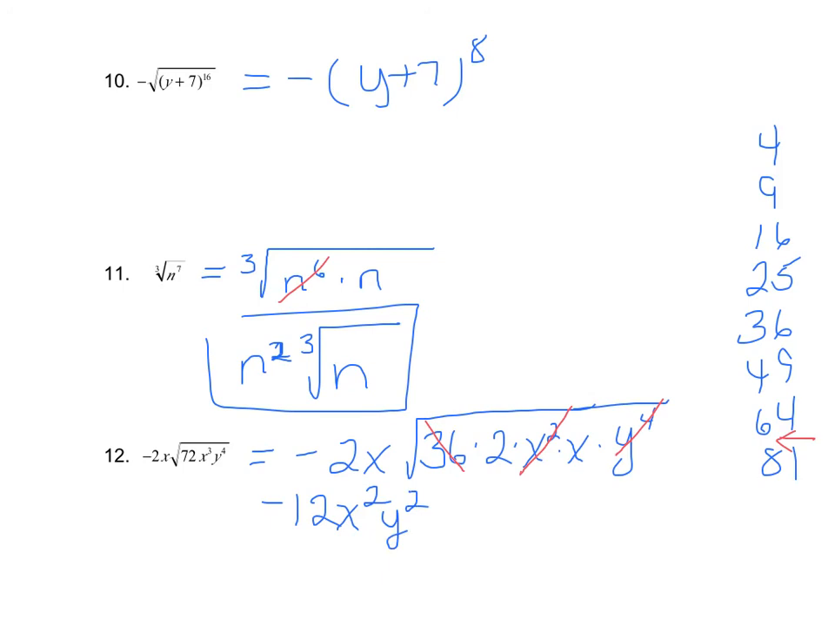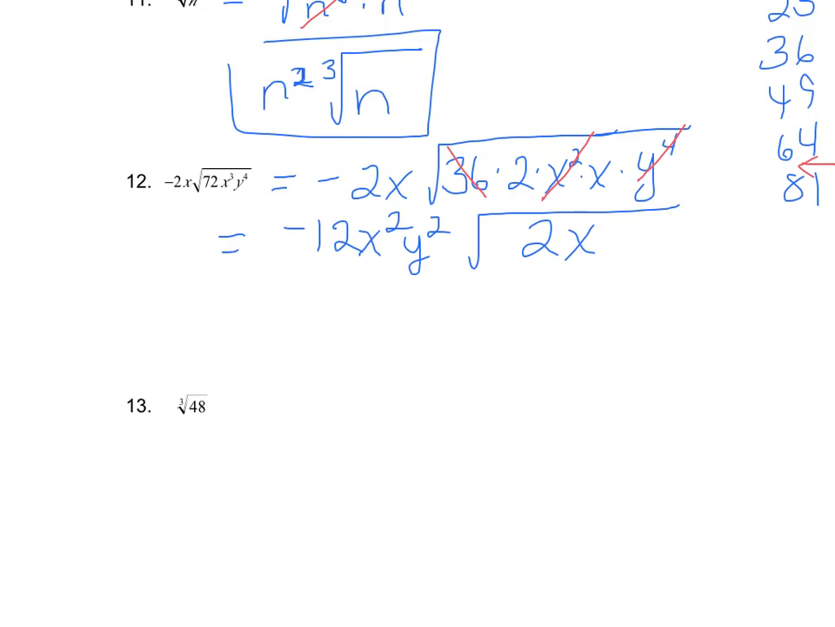So let's see who's left inside the radical symbol. Just a 2 and an x. So my final answer is negative 12 x squared y squared square root of 2x, or negative 12 x squared y squared radical 2x.